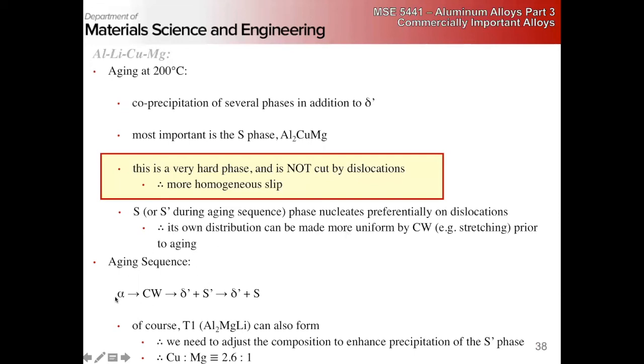The aging sequence is alpha, cold work, delta prime plus S prime, goes to delta prime plus S. But then T1 phase, remember the aluminum 2 magnesium lithium, can also form. So you need to get the compositions just right so you get the phases that you want.